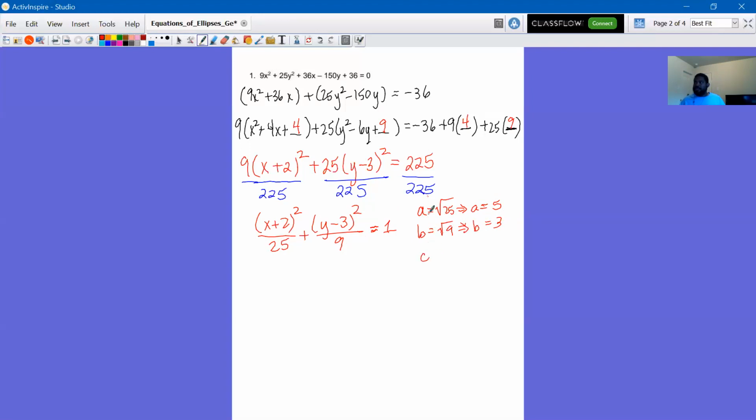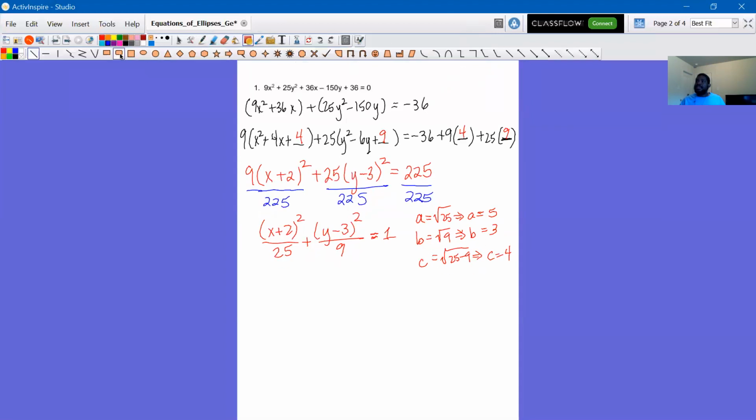And C will be square root of 25 minus 9, which is going to give you square root of 16, which is 4. And so now we're ready to describe the ellipse. So what we want to do is find the bigger denominator, which is the 25, and it's located under x. So it is stretched horizontally.